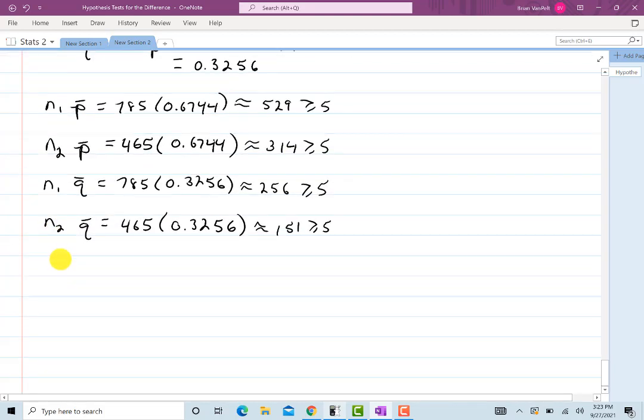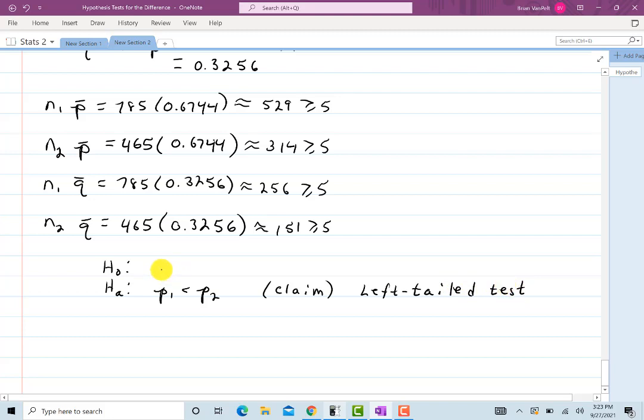So let me go ahead then and set up my H0 and HA. This time we had a less than. So we had P1 is less than P2. There's the claim. And that makes this a left-tailed test. So the null hypothesis is that P1 is greater than or equal to P2.